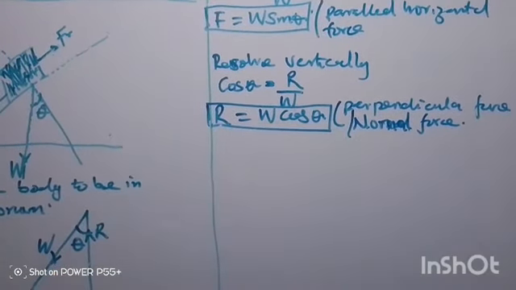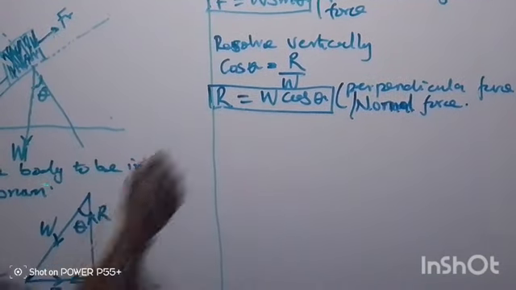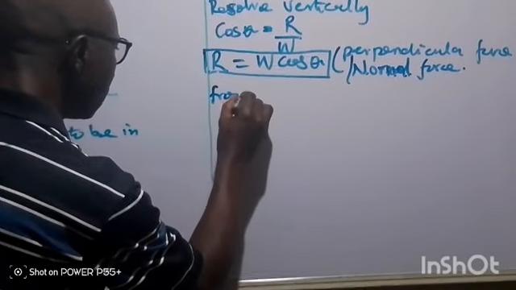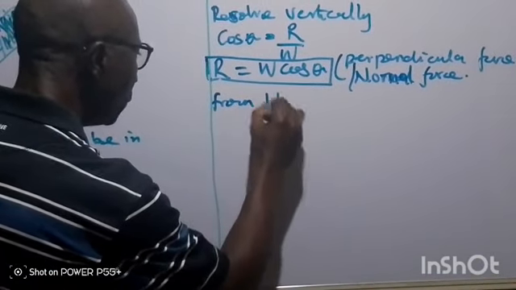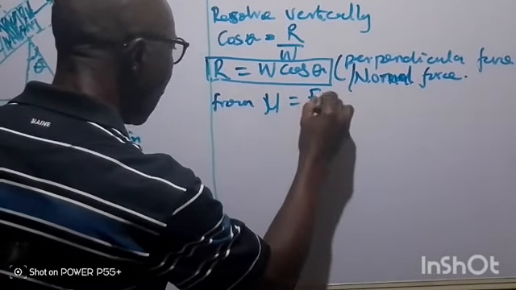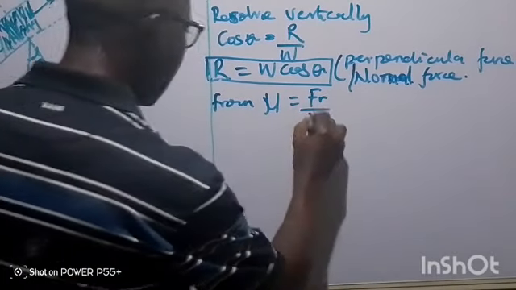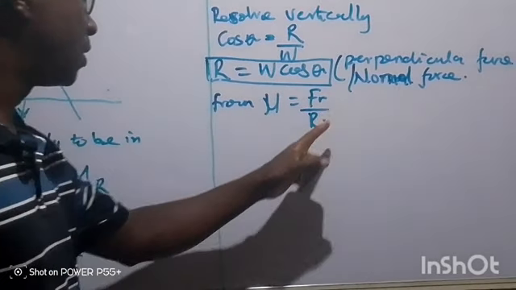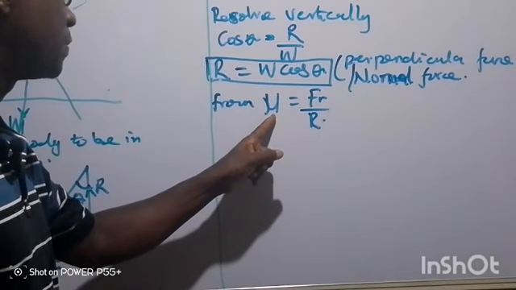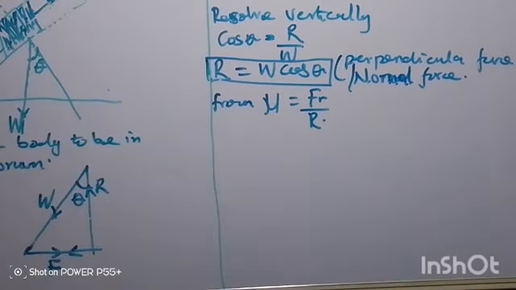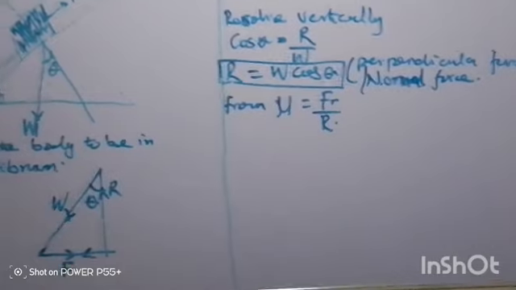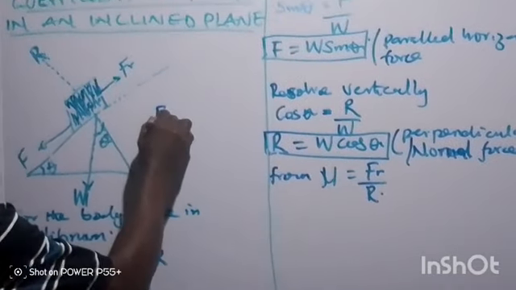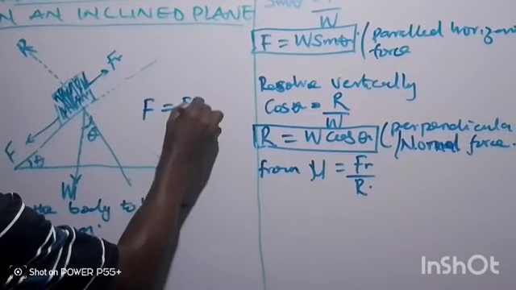Now, don't forget, mu is equal to Fr over R. That is the limiting frictional force over R, which is the coefficient of friction. And from what we've drawn on the board, I said, don't forget, for this body to be in equilibrium, F must be equal to Fr.